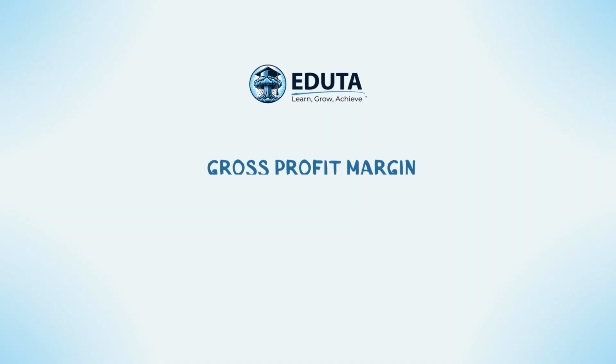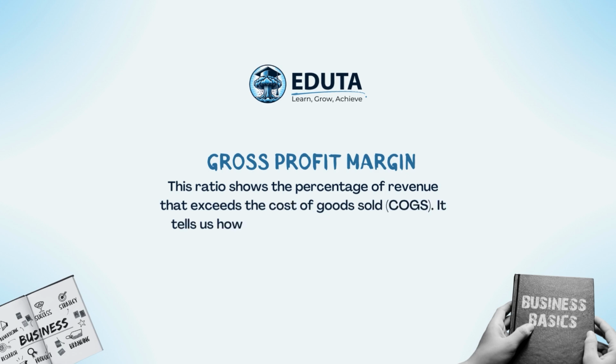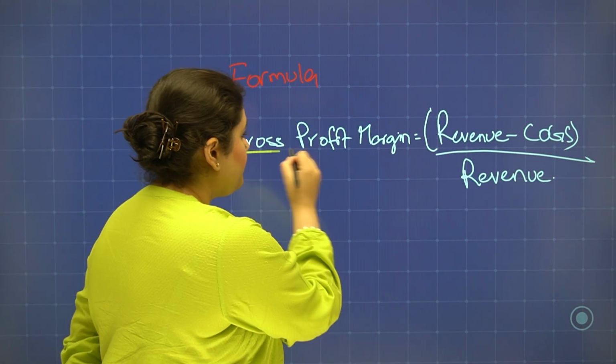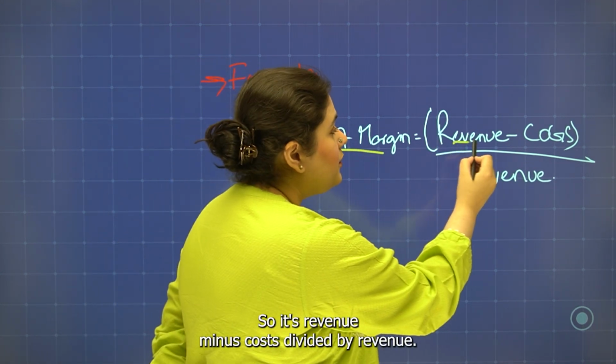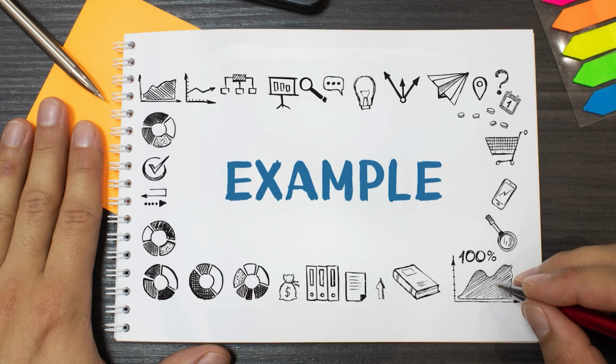Profitability ratios. Gross profit margin. This ratio shows the percentage of revenue that exceeds the cost of goods sold, COGS. It tells us how well a company is managing its production cost. Now let's take a look at the formula of gross profit margin. So it's revenue minus cost divided by revenue.